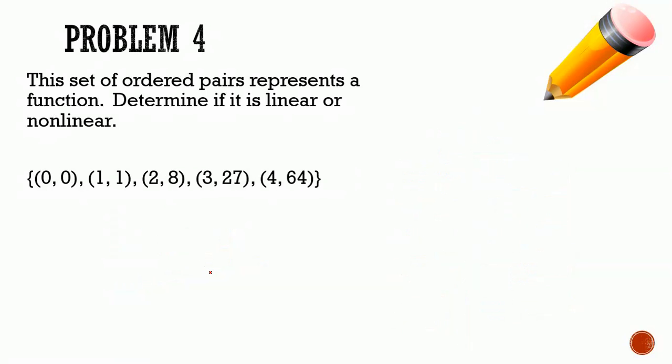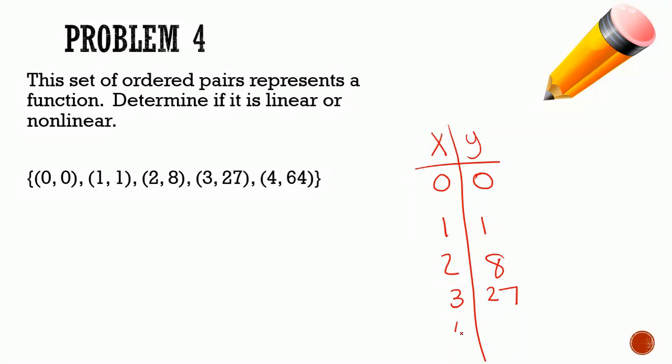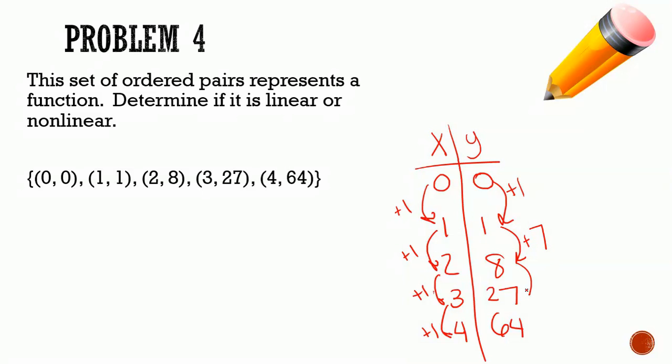Let's try the last problem here. What about this one? So let's make our table so we can be able to see it here. 0, 0, 1, 1, 2, 8, 3, 27, 4, 64. So it looks like my x's, each time I go up, I'm going up by only 1, right? What about this side? Well, here I go up by 1. Here I go up by 7. Here I go up by 19. Here I go up by 37. That's not linear. Not going up by the same amount each time, by any means, right? So this guy is nonlinear.